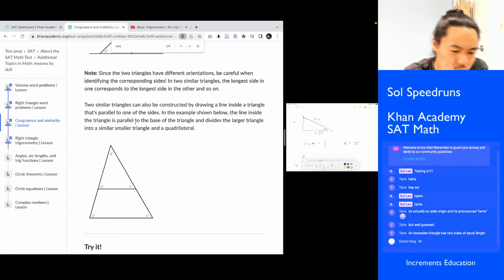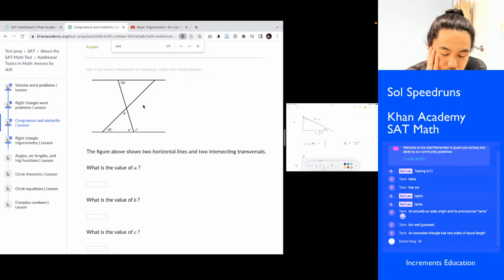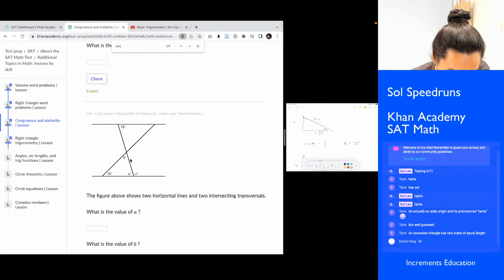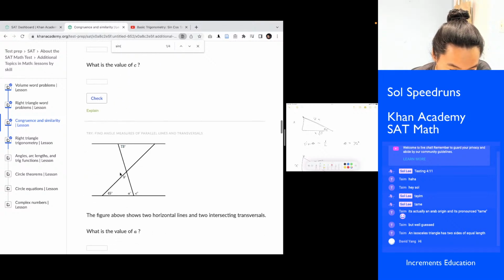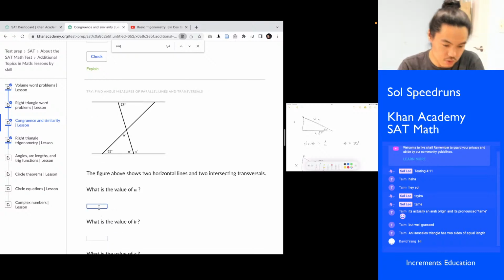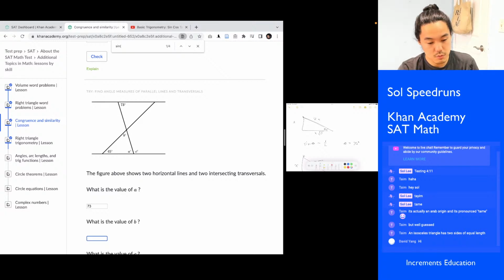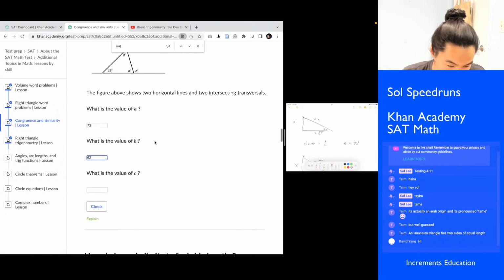Wait, what? I already know this. No. I'm good. Transversals? What does that even mean? I guess this is transversals because it's transversing. That makes sense. So what's the value of A? Well, the value of A is 73. So then 47 plus... So if 73 was 75, then it would be 45 plus 75, which is 120. And so that'd be 60 left, but then you add just 2, so 62. So we're good, I mean.